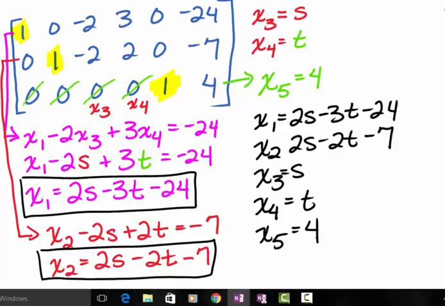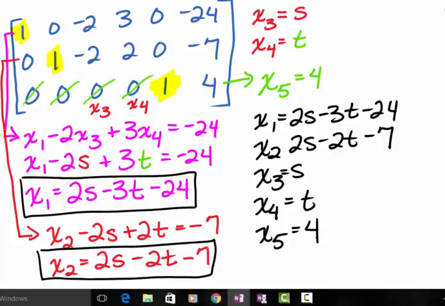So you are free to choose anything you want for x sub 3 and x sub 4. They do not have to be the same things. Plug those values in where you see them for S's and T's, and that will yield all of the solutions to this system. Remember, there are an infinite number of solutions, and so we have values for these solutions.